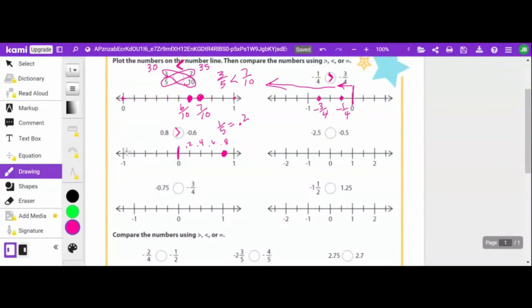And then we have the same thing on the left. 1, 2, 3, 4, 5. This is marked off in fifths. And 1/5 is 0.2. So this is a negative 0.2, a negative 0.4. This is a negative 0.6. This would be a negative 0.8. And so negative 0.6 lies right there. And so negative 0.6 is smaller than 0.8.